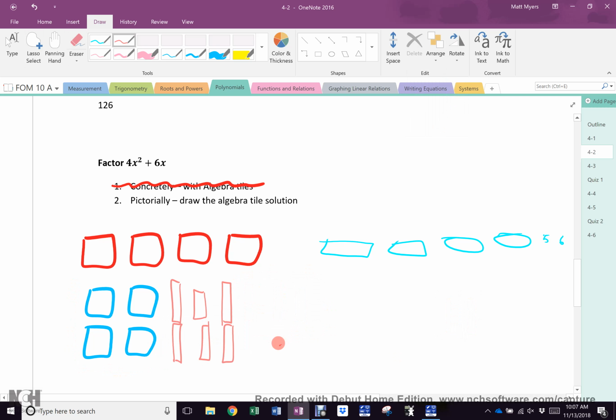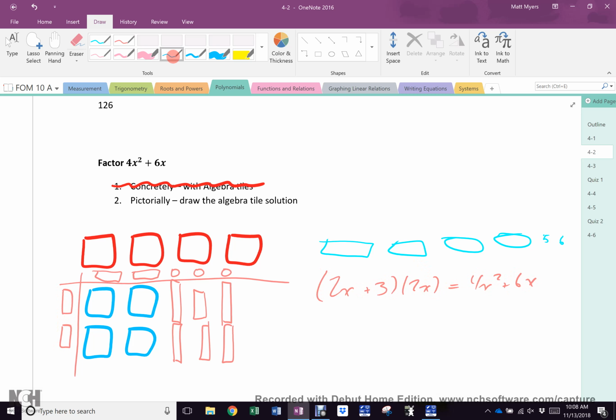Now I can make a rectangle, can I? So what do I got? What's up here? What's that? X. What's that? What's that? What's that? So my first factor is what? How many x's do I have? 2 x's. And what have I got there? Plus 3. What have I got down here? 2x. There's my other factor. 4x squared plus 6x. Yeah?